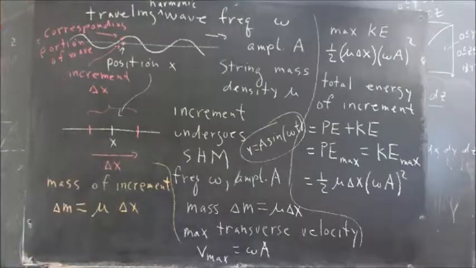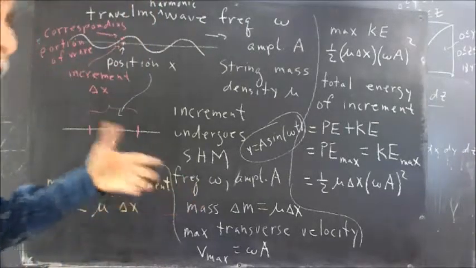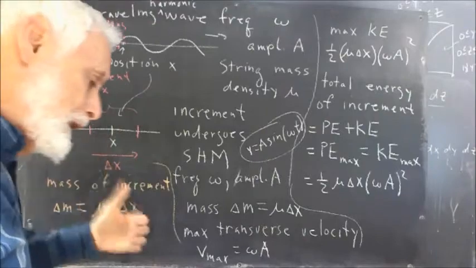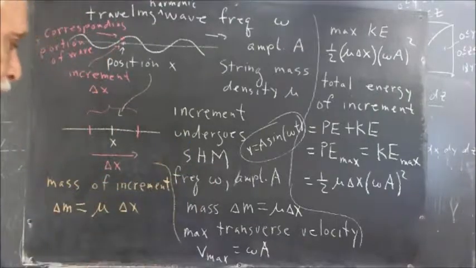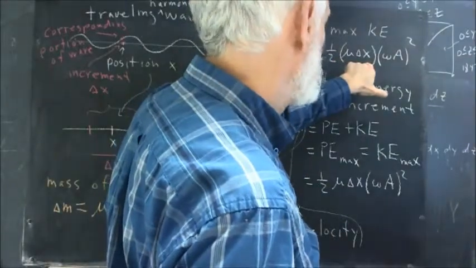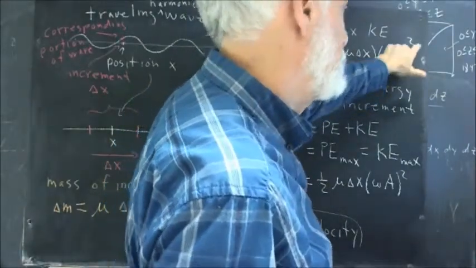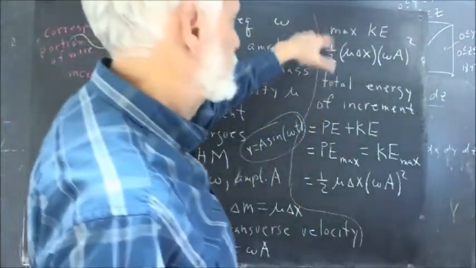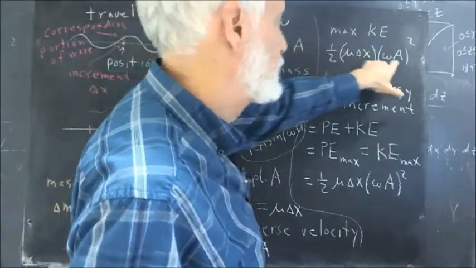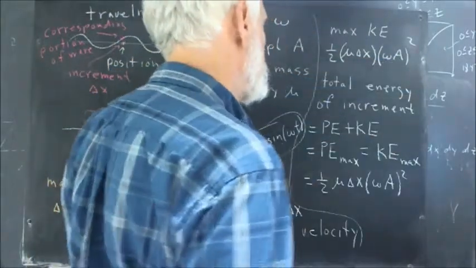You should think that through before you look anywhere else on the board, but you should have paused and thought that through. The maximum kinetic energy is 1/2 m times the maximum velocity squared. Well, here's your mass, mu delta x. Here's your maximum velocity, we square it. So here's your maximum kinetic energy, 1/2 mass times maximum velocity squared.